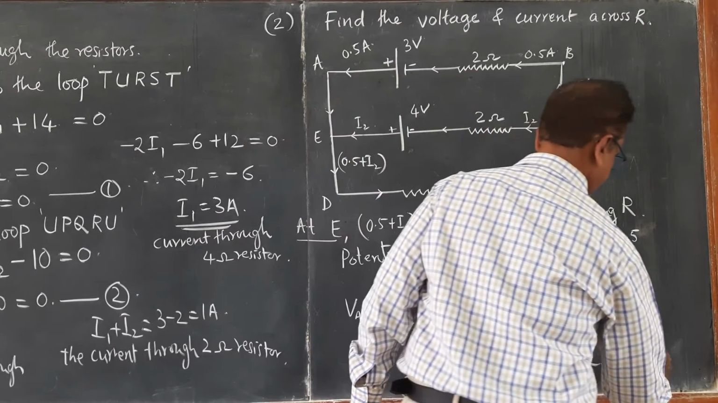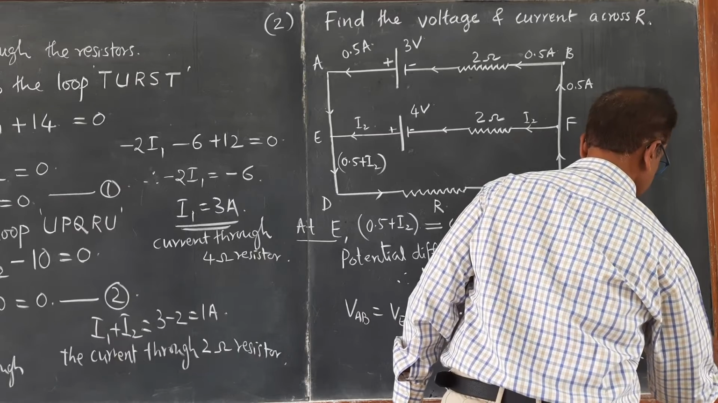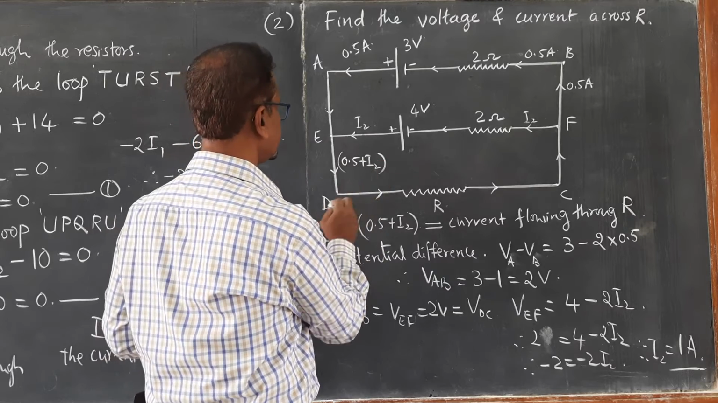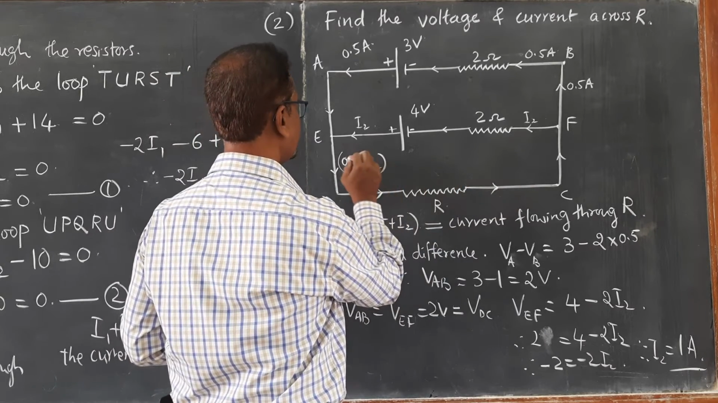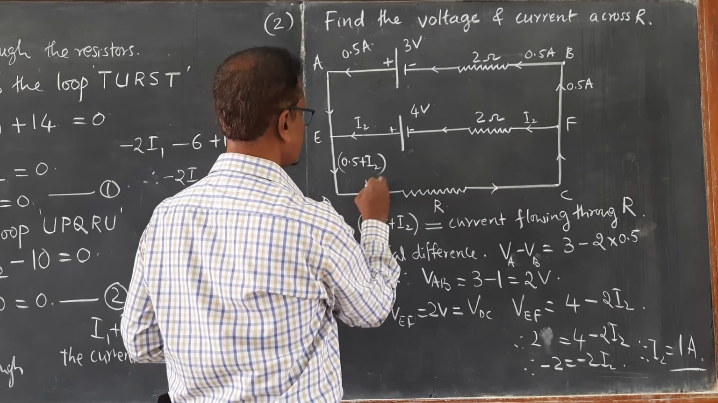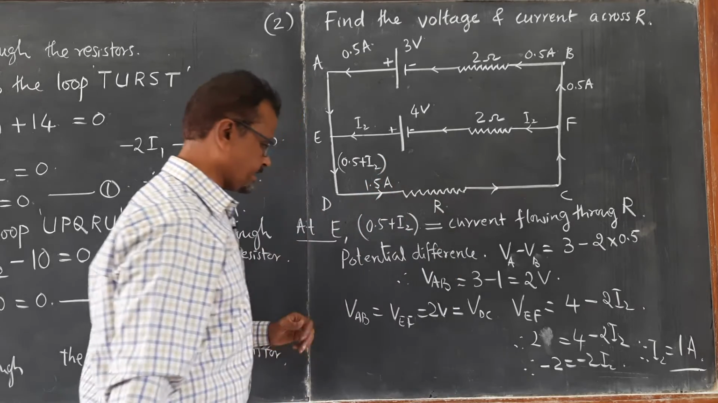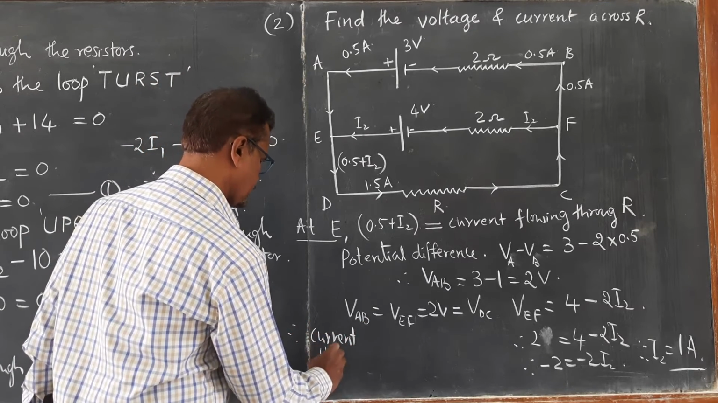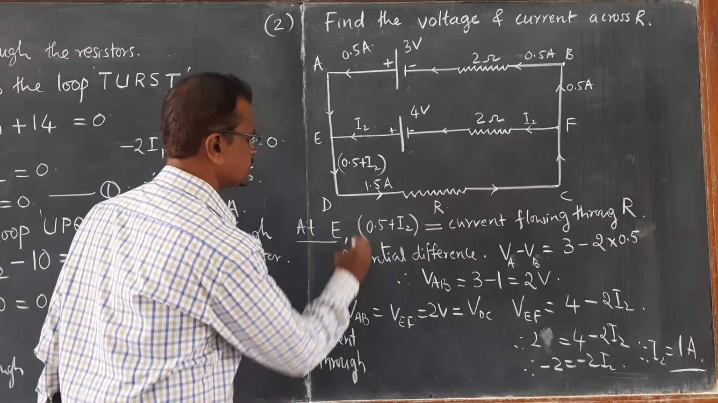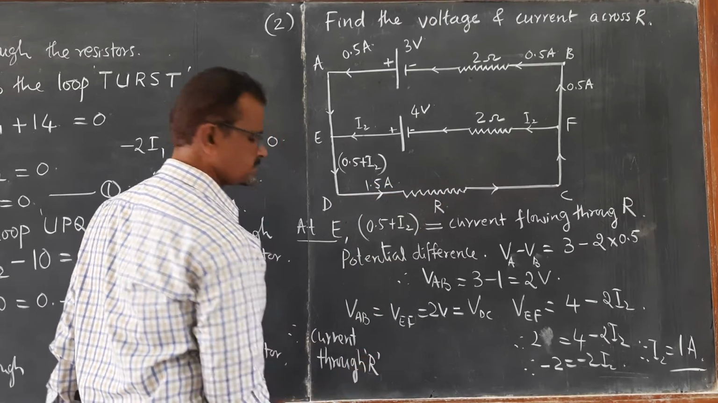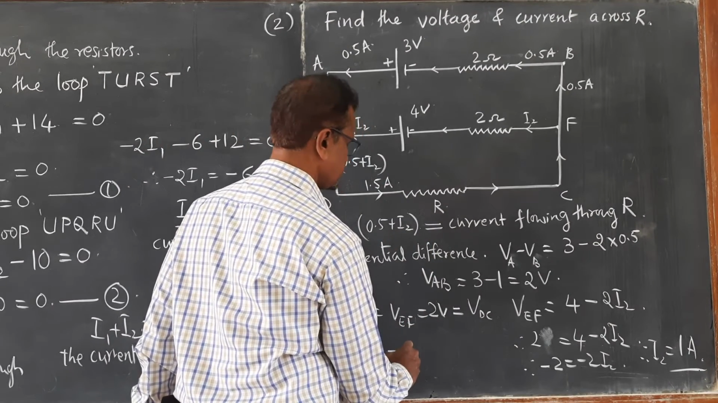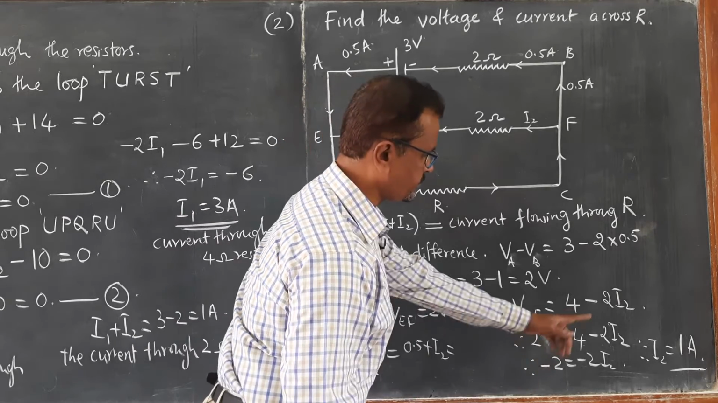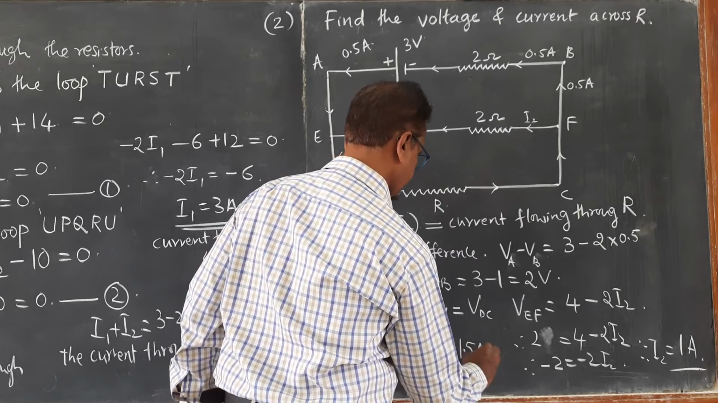Therefore, I2 we got 1 ampere. So when you got I2 as 1 ampere, the current through DC becomes 1 plus 0.5. The current through DC becomes 1.5 ampere. Therefore I can write, current through DC, that is current through resistance R, becomes 0.5 plus I2. I2 just now we have found out to be 1 ampere, so it becomes 1.5 ampere.